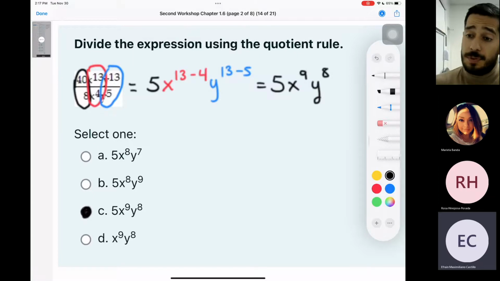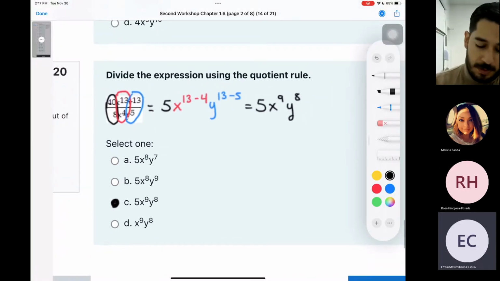So up to now we have two rules. The product rule means when you multiply variables, you have to add the exponents. And the quotient rule, which is when you divide variables, you have to subtract top minus bottom. Those are two rules.